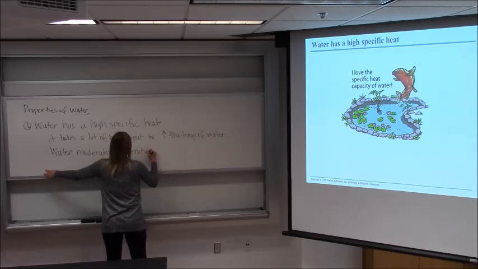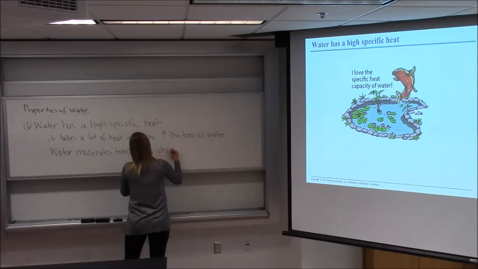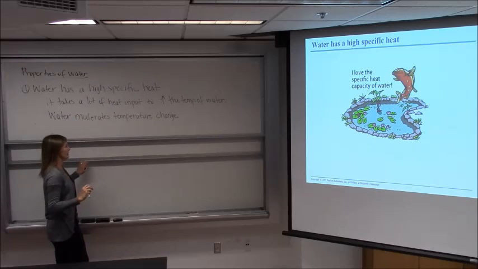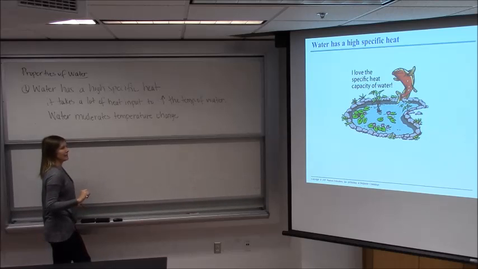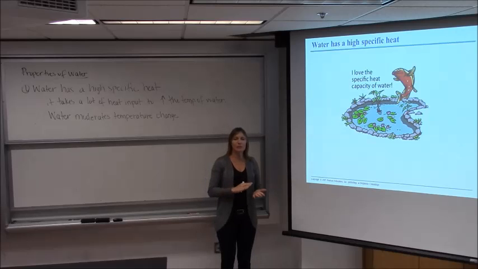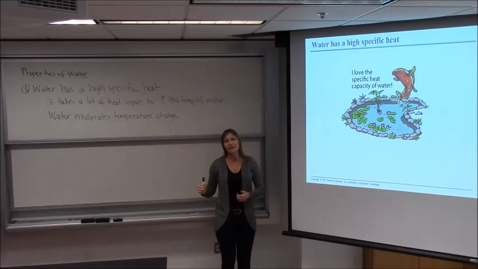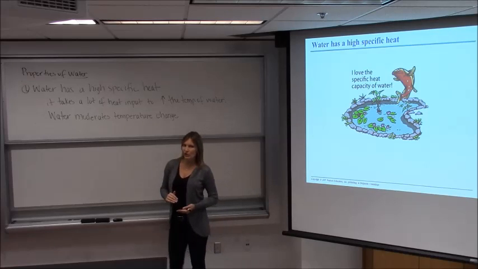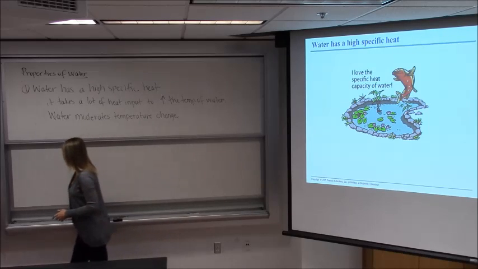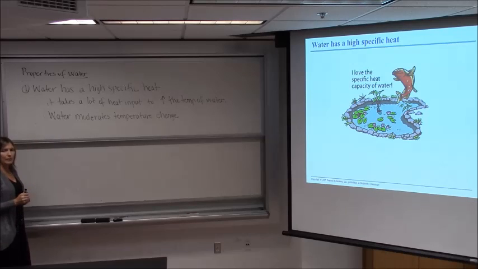Why is that a big deal in living systems? Well, just on a very basic level, if you look at that fish, the reason he's saying he loves the specific heat capacity of water is because if you live in an aquatic environment, your temperature day to night and season to season isn't going to change a whole lot. You live in an environment with a pretty constant temperature. And that means you don't have to really moderate your internal temperature. You don't have to metabolically regulate your body temperature because your surrounding environment has a pretty constant temperature.